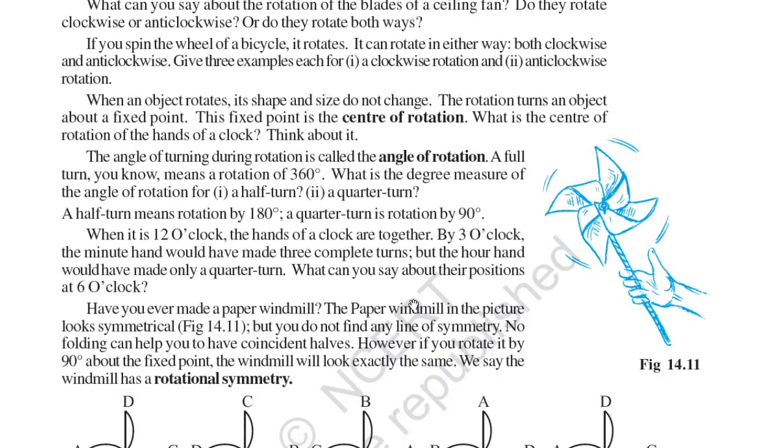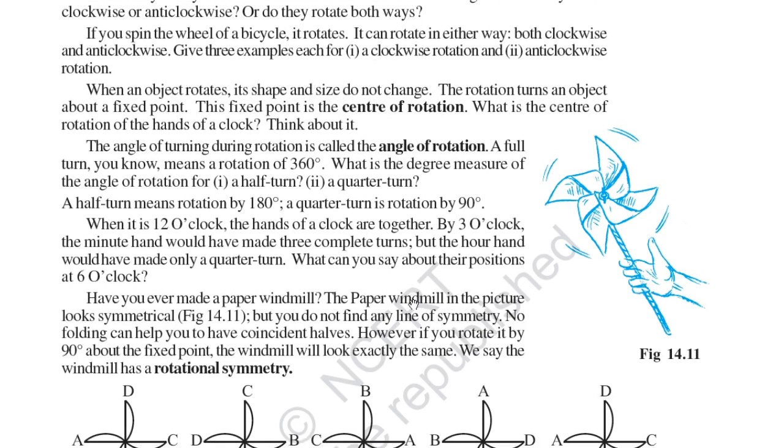When an object rotates, its shape and size do not change. The rotation turns an object about a fixed point. This fixed point is called the center of rotation. So what is the center of the rotation in the hands of a clock? Think about it. The angle of turning during rotation is called the angle of rotation.